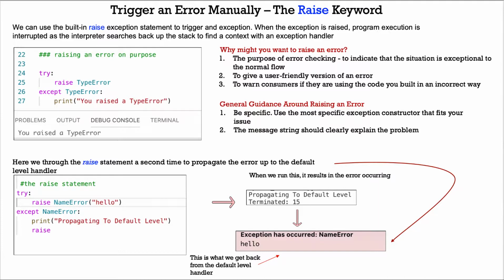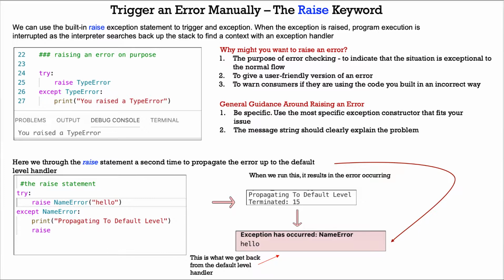So why might we want to raise an error? Well, a few of the purposes could be for error checking, to indicate that the situation is exceptional to the normal flow of your program, to give a user-friendly version of an error, to warn consumers if they're using your code, the code that you built, in an incorrect way. Some general guidance around raising an error: be specific. Use the most specific exception constructor that fits your particular issue. And the message string should clearly explain what the problem is.